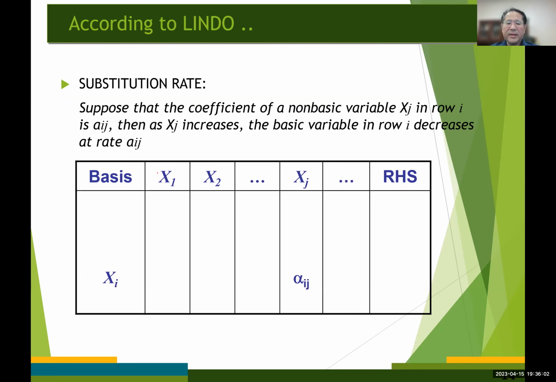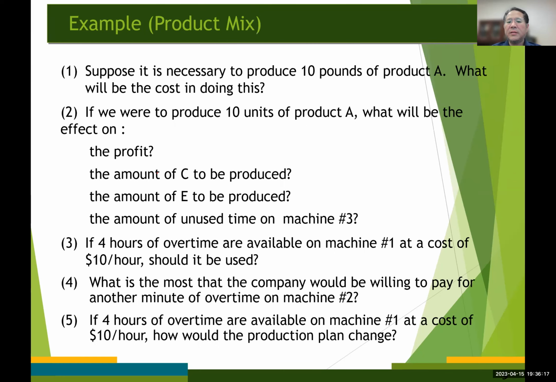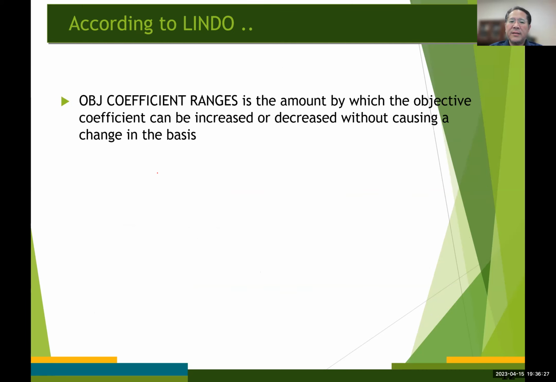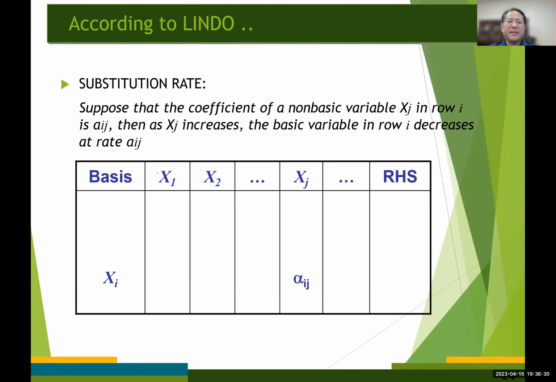Okay, next is about the substitution rates. Last time we briefly talked about the substitution rates. The coefficients in the optimal table can be interpreted as the substitution rates in the following sense.